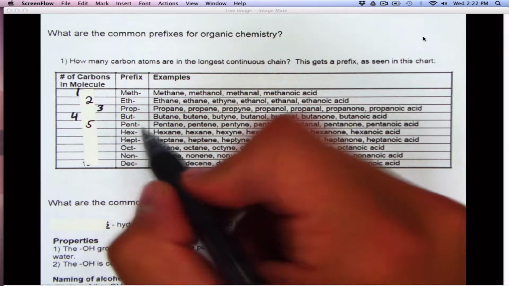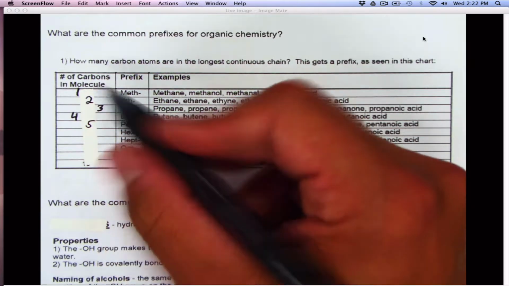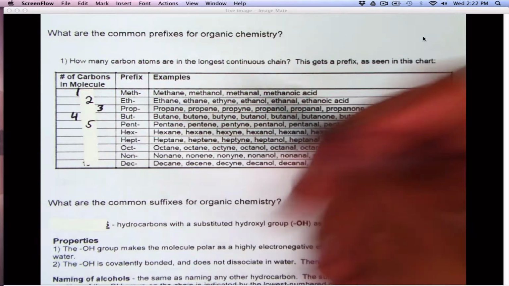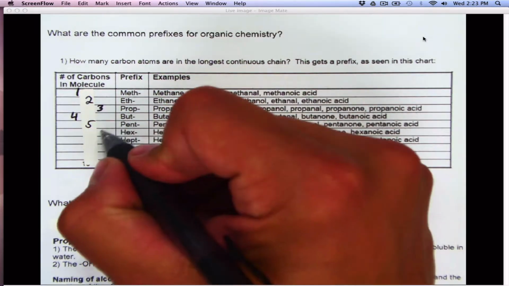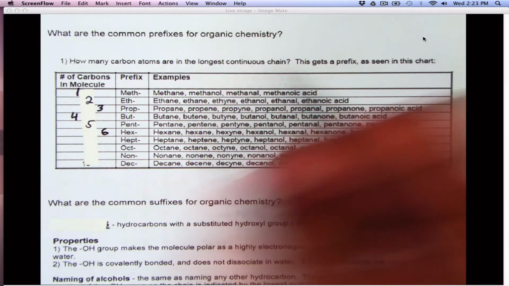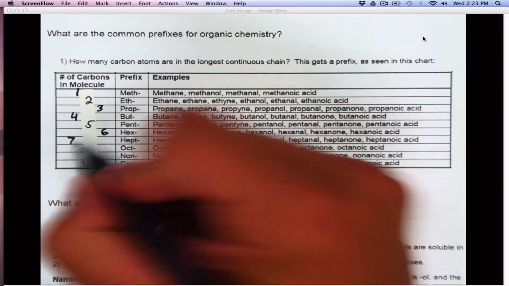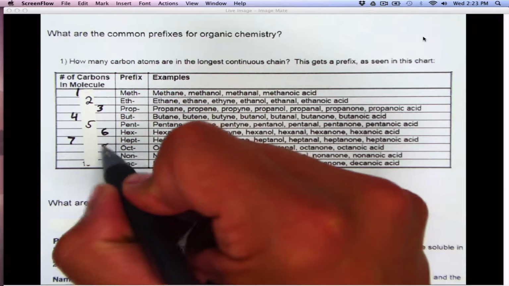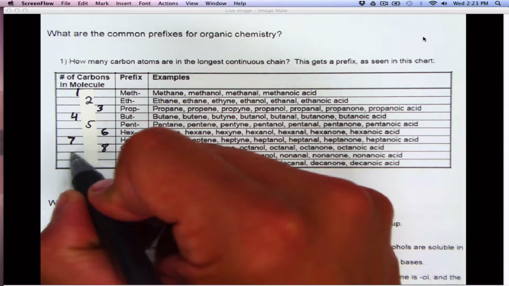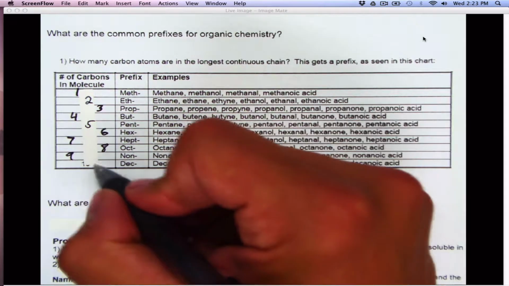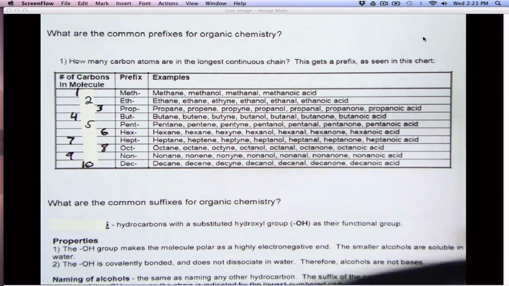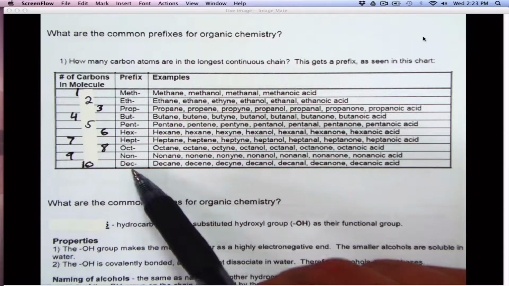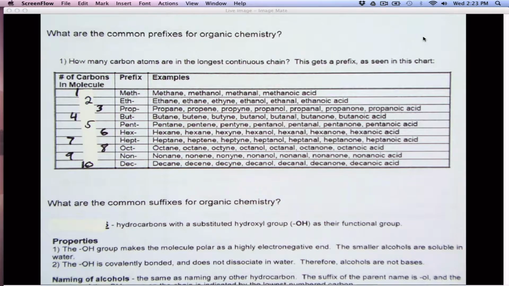5 is pent. This should start sounding familiar now. The 1, 2, 3, 4s are a little bit different, but now it should sound familiar from mathematics. 6 is hex with an X, hexane. 7 is hept. 8 is oct. 9 is non. And 10 carbons in the longest chain is dec. All right, so dec.